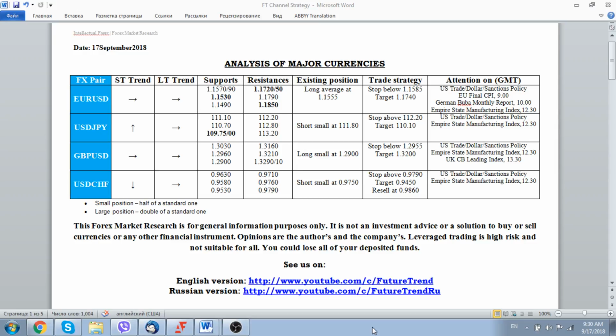Today is the 17th of September 2018, and we start a new portion of analysis regarding how to trade major currencies in the world financial markets. Today we'd like to attract your attention to four usual types of currency pairs we're discussing every day: euro dollar, dollar yen, sterling, the cable in other words, and dollar Swiss.